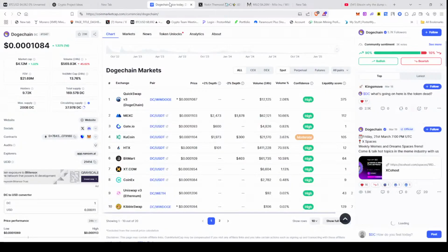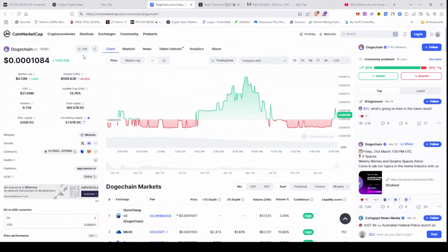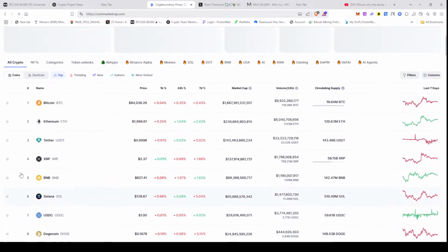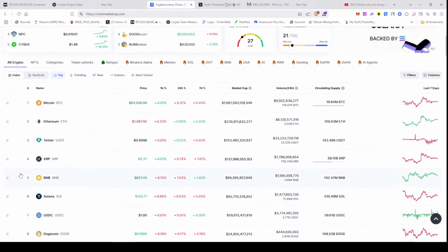Okay, and then we got here, let's go back to the prices here. And then we're going to run down. Okay. Bitcoin ended up popping up to 84. So that is something that's beneficial. All right. So we're going to get that. We're going to get that popping.